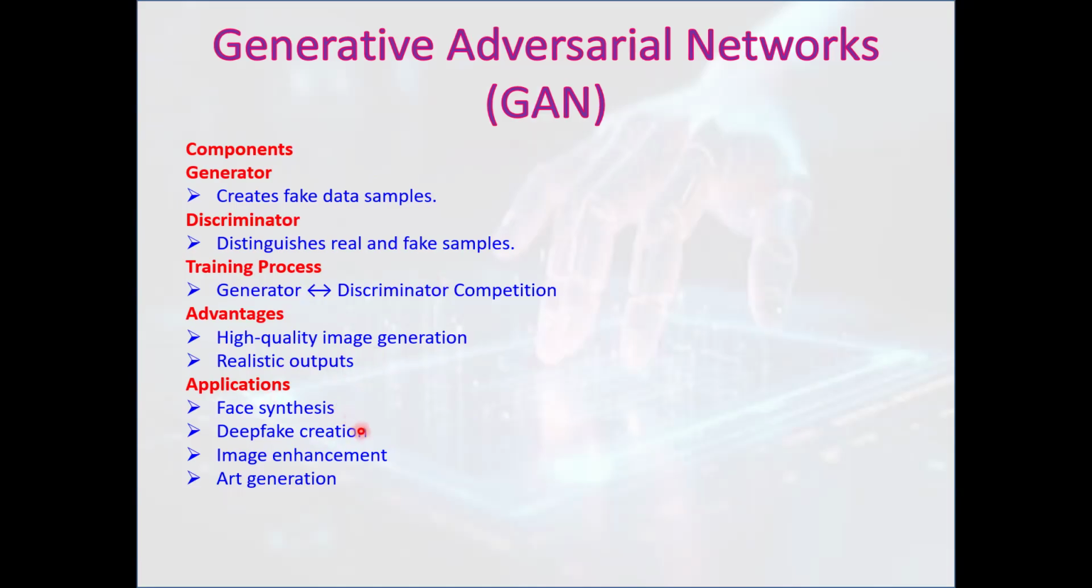The applications are face synthesis, deepfake creation, image enhancement, and art generation. Face synthesis means GANs are widely used to generate realistic human faces for entertainment, research, and digital media applications. Deepfake creation means GAN technology enables the creation of synthetic videos and images where faces or voices are realistically modified. Next, image enhancement. GANs improve image quality through tasks such as super resolution, restoration, colorization, and noise reduction. And art generation is also done: artists and designers use GANs to create innovative artwork and creative visual content.